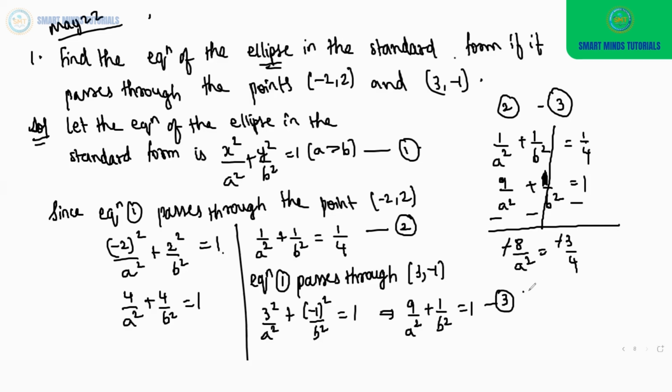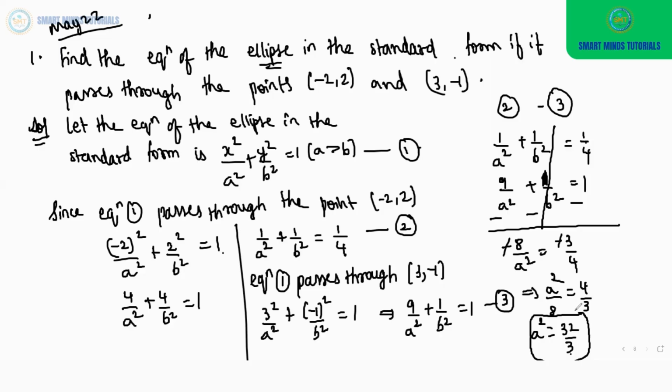Minus cancel. We will take the reciprocal. A square by 8 is equal to 4 by 3. Here 4 is in the numerator, here 8 is in the denominator. You cannot cancel like this. Now we take 8 to that side. You will get 32 by 3. A square is 32 by 3. We don't want a value. We want a square only. Understood? Note down till here.